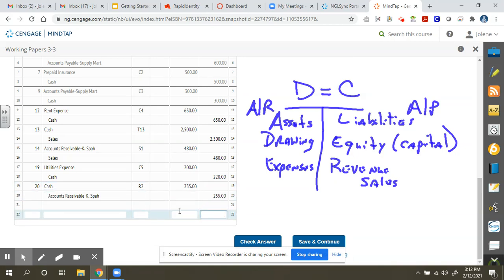Okay, let's analyze it. Cash is going up. Cash is an asset and goes up on the debit side, so that makes sense. The accounts receivable is also an asset, but in this case, it's going down, so it has to be on the credit side to show that K Spa paid us some money. Now, Norma is okay that they didn't pay the full 480. They paid a good chunk of it, and that helps Norma keep her business running.